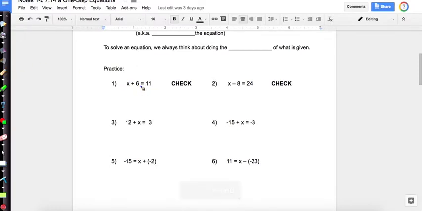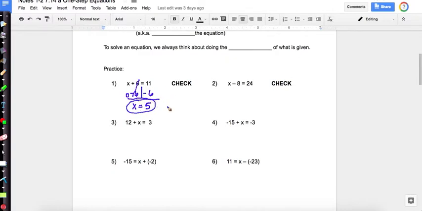We have x plus 6 equals 11. So whenever we have an addition or subtraction, you will always see me draw an upside down T. And that's so you can keep it separate of what I'm doing to both sides. So the opposite of adding 6 would be subtracting 6. Okay, 6 minus 6 is 0, so I can cancel it out and write a 0. Bring down your x, and 11 minus 6 is 5.